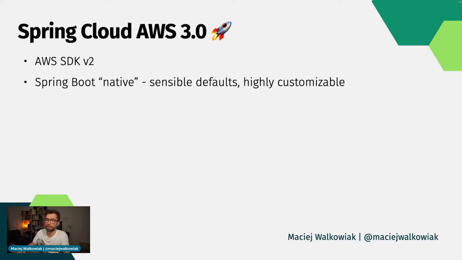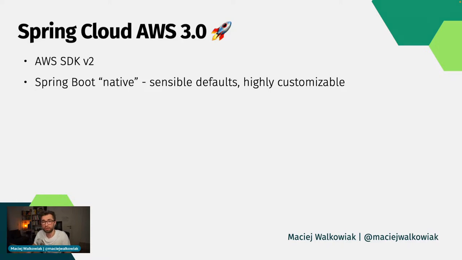We also wanted to make Spring Cloud AWS feel more Spring Boot native, to provide the same quality of integration as other Spring modules do, so it's a predictable auto configuration, but also easy to customize. Because keep in mind that Spring Cloud AWS originally was created for Spring Framework, and then integration with Spring Boot was kind of added on top. And you could definitely feel it when you just wanted to do something that is not the default way of doing things.